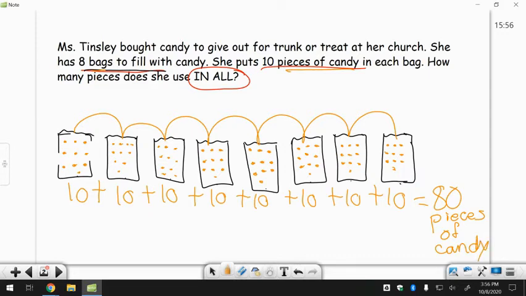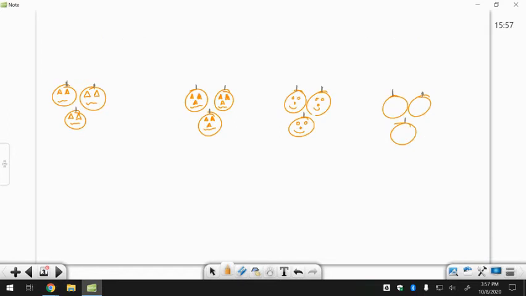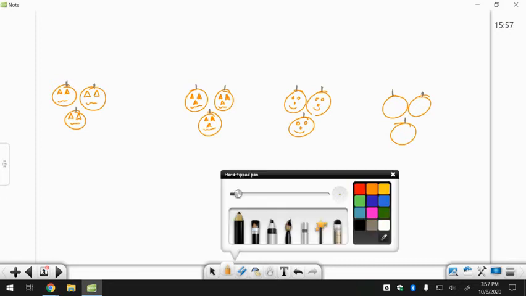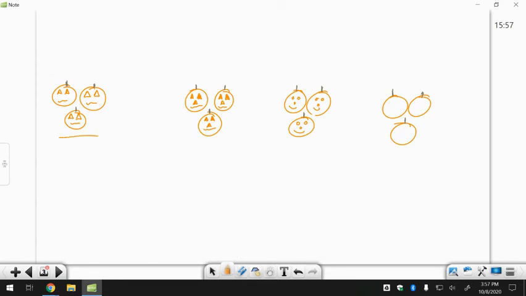Now, sometimes repeated addition comes in handy when we're working on word problems, but sometimes we only have pictures. So let's see if we can work on some repeated addition here with pictures. Now, I have 3 pumpkins here, 3 pumpkins here, 3 pumpkins here, and 3 pumpkins over there that have not yet been carved. So looking at my groups, I know that I have 1, 2, 3, 4 groups. How many are in each group? Did you say 3? I hope you said 3.